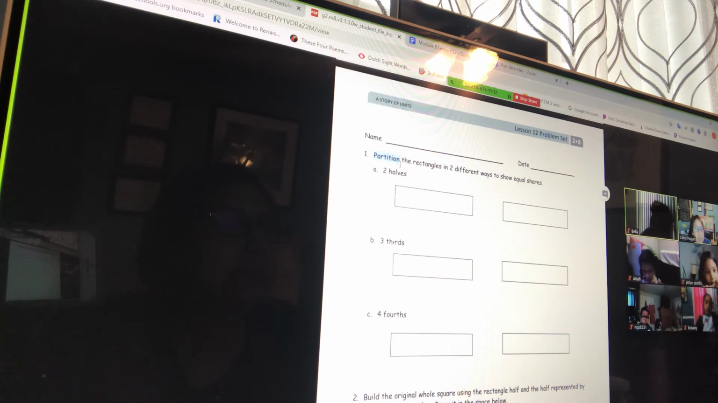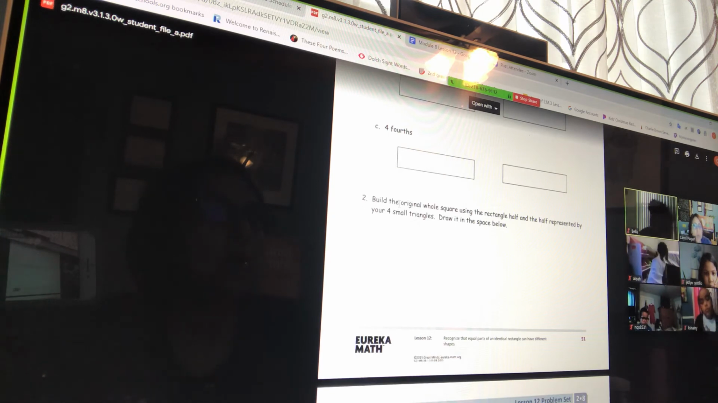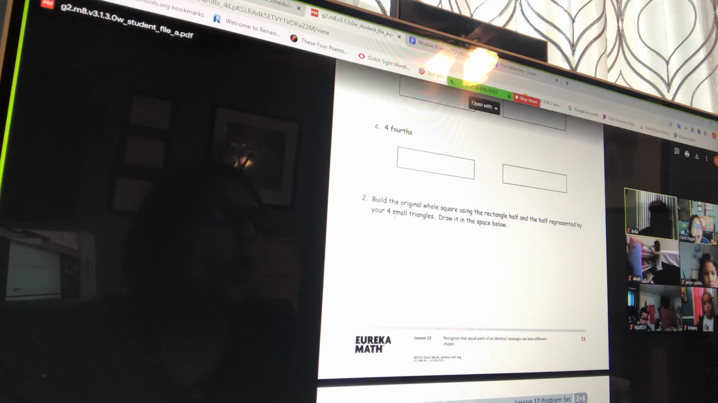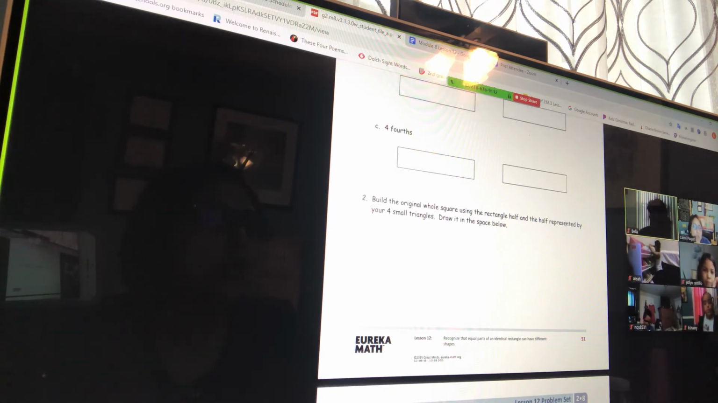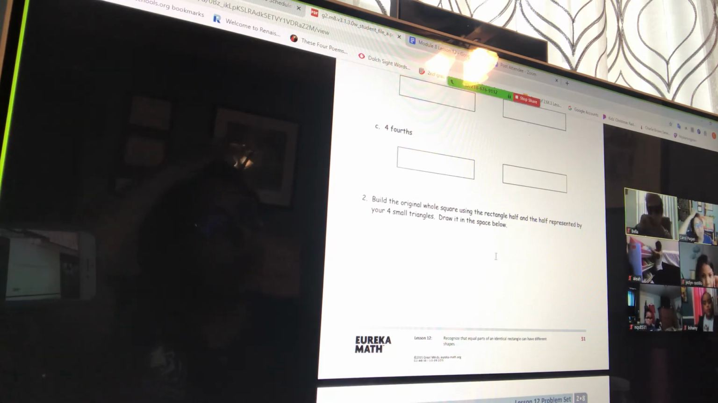Partition means you break it into pieces. Break the rectangle 2 different ways to show equal shares. You're going to break these into halves 2 different ways. You're going to break these into thirds 2 different ways. You're going to break these into fourths 2 different ways. Build a whole square using a rectangle half and the half represented by 4 small triangles. You're going to draw the shape in this space. If you have your math book, you're going to draw it right in your math book. If not, you're going to do it on a different piece of paper.